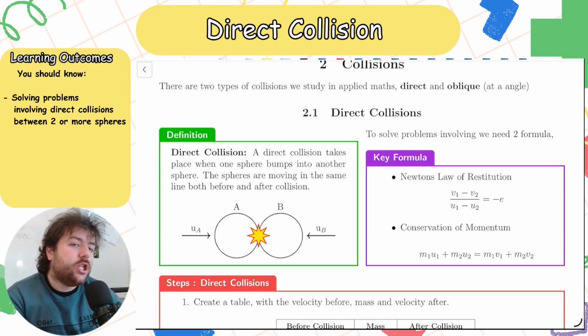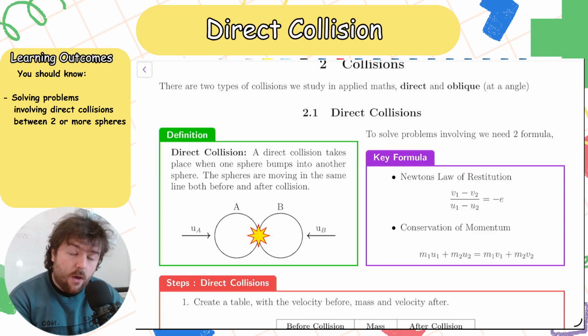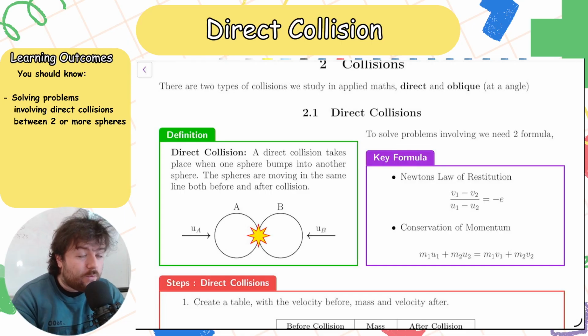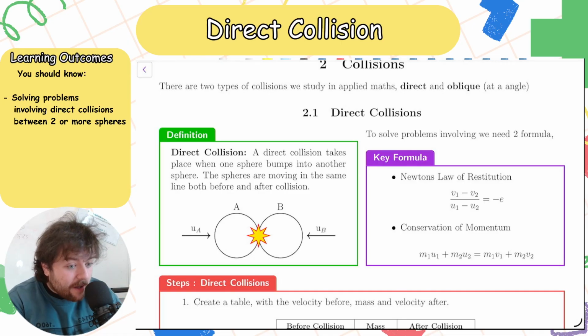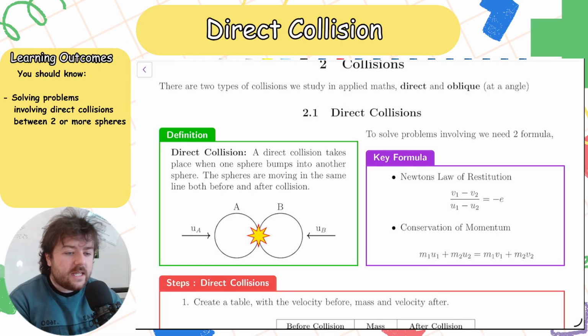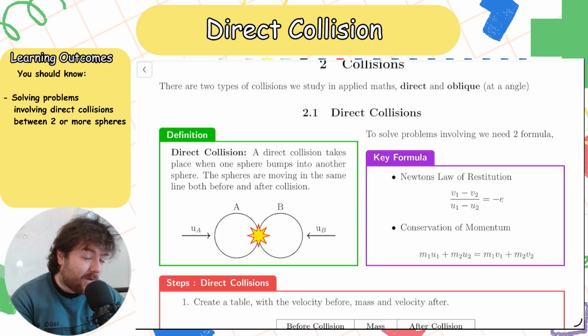So we need two formulas to help us solve problems with direct collision. There are many things we could be asked. We could be asked to find the velocities after impact, or the coefficient of restitution, or the coefficient of restitution in terms of u and v, or the velocities in terms of the coefficient of restitution and u. So we just need to be able to manipulate these formulas in the way the question requires.